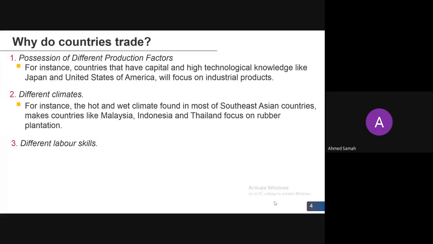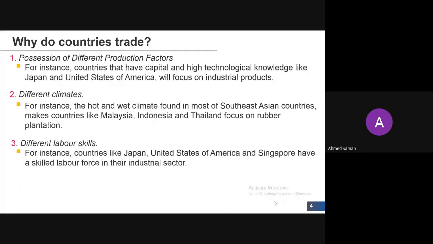Then different labor skills. For example, countries like Japan, USA, Singapore, because they are advanced countries, they have a very skilled labor force in their industrial sector.